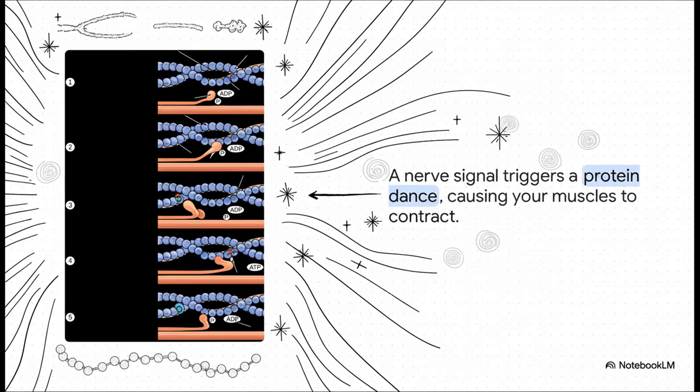And once we get the big picture, we're going to dive deeper, a lot deeper. This is what's actually happening inside your muscles when they contract. It's this incredible, complex dance of proteins that gets kicked off by just one tiny signal from a nerve. You're going to see exactly how that molecular ballet works.